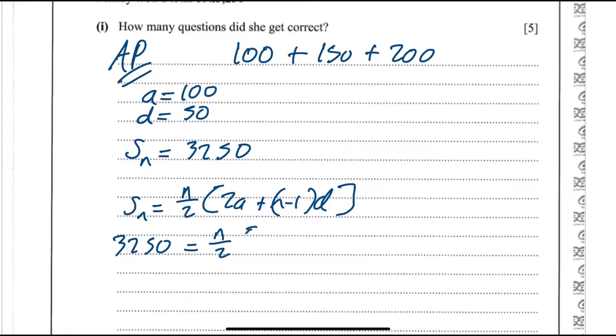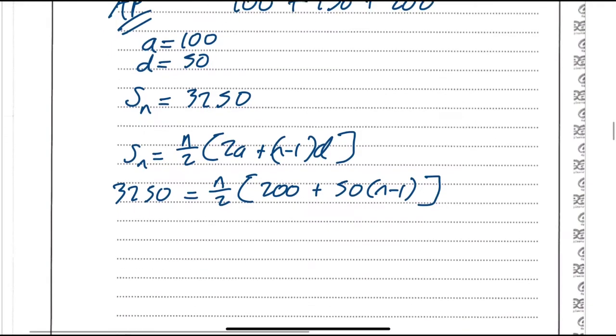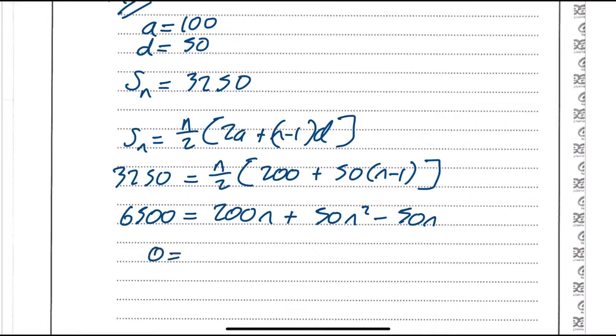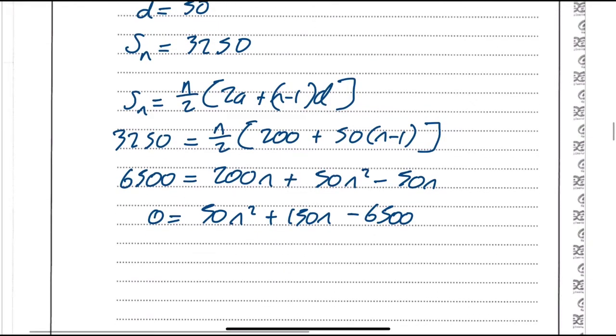That's n over 2 times 2a, which is going to be 200 plus (n minus 1)d, so that's 50 times (n minus 1). Now multiply across by that 2, you'll have 6,500 is equal to, and then multiply in by the n, 200n, plus 50n squared minus 50n. Sort that out, bring it all to one side, put it equal to 0: 50n squared plus 150n minus 6,500. Divide through by 50 to make life a wee bit easier: n squared plus 3n minus 130.